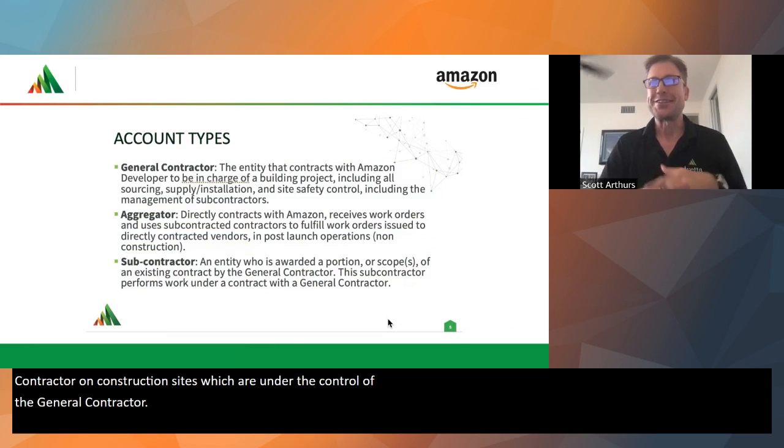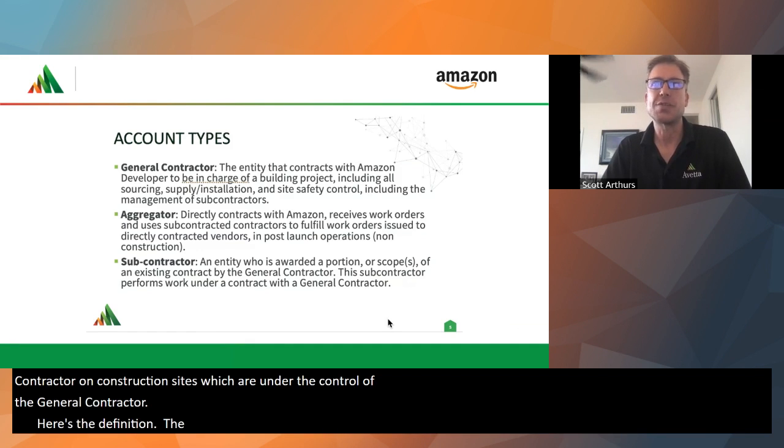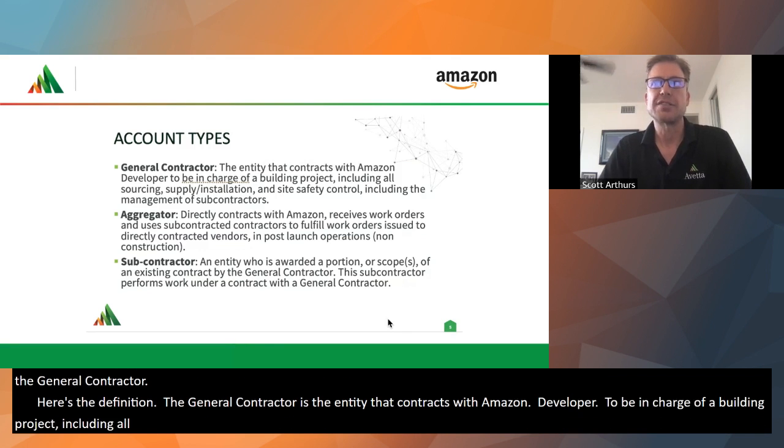Here's the definition that I just spoke through. So I will read these out for you. General contractor is the entity that contracts with Amazon developer to be in charge of a building project, including all sourcing, supply, installation, and site safety controls, including the management of subcontractors.